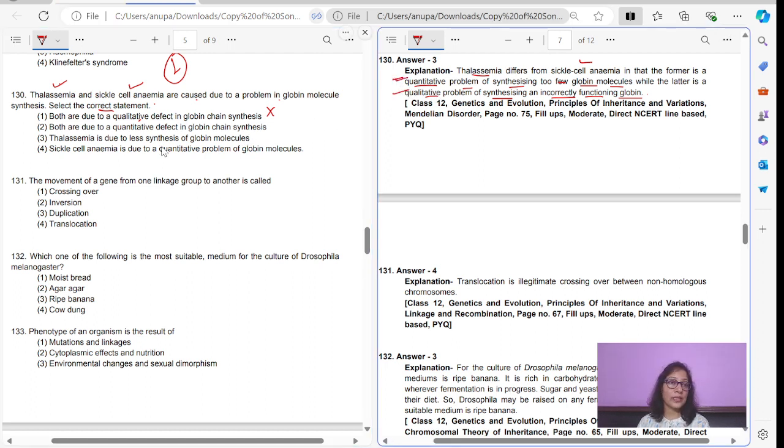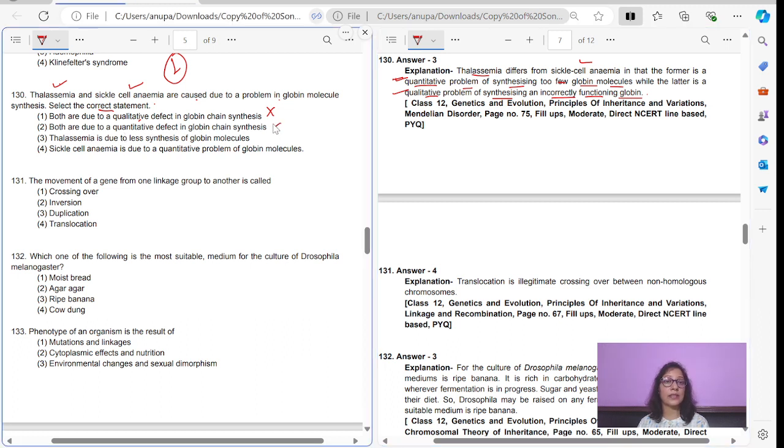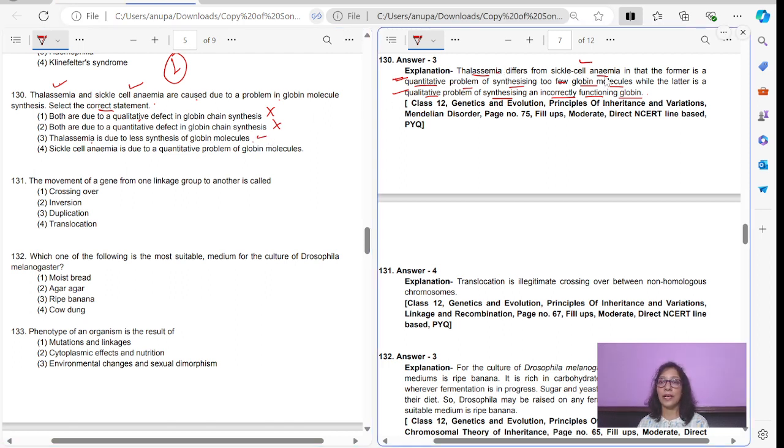The second option is both are due to quantitative defect in globin chain synthesis. This is also wrong. Third option is thalassemia is due to less synthesis of globin molecule. This is correct. Thalassemia differs from sickle cell anemia in that thalassemia is a quantitative problem and it is synthesizing too few globin molecules. It means it is synthesizing less globin molecules.